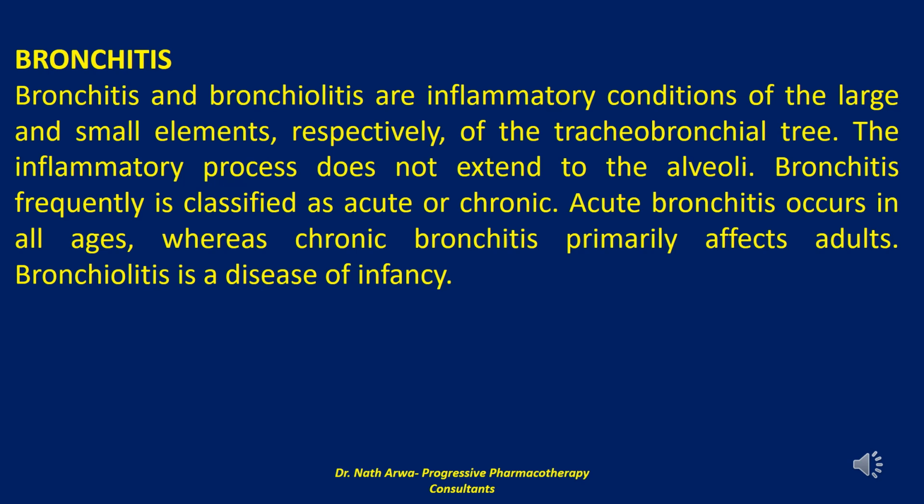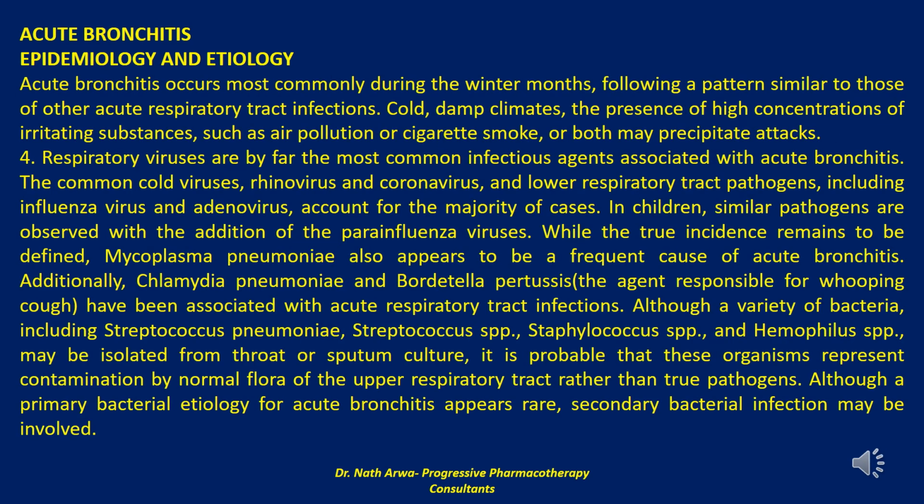Bronchitis and bronchiolitis are inflammatory conditions of the large and small elements, respectively, of the tracheobronchial tree. The inflammatory process does not extend to the alveoli. Bronchitis frequently is classified as acute or chronic. Acute bronchitis occurs in all ages, whereas chronic bronchitis primarily affects adults. Bronchiolitis is a disease of infancy. Next we will discuss acute bronchitis. Let's begin with its epidemiology and etiology.